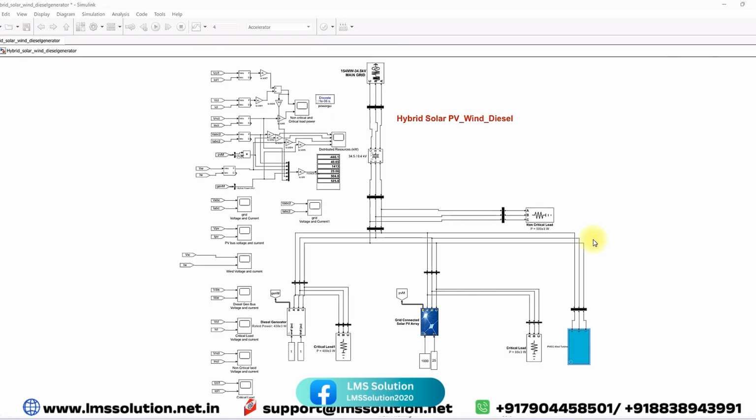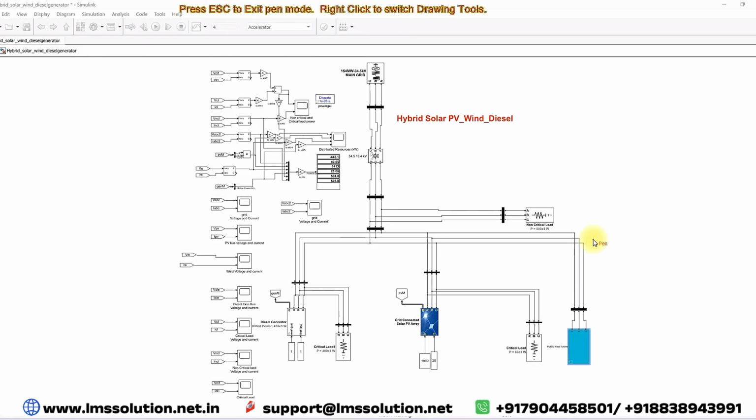Today we are going to see a hybrid solar PV wind diesel generator system in MATLAB. This is a simulation model we created for a hybrid PV wind diesel generator system.